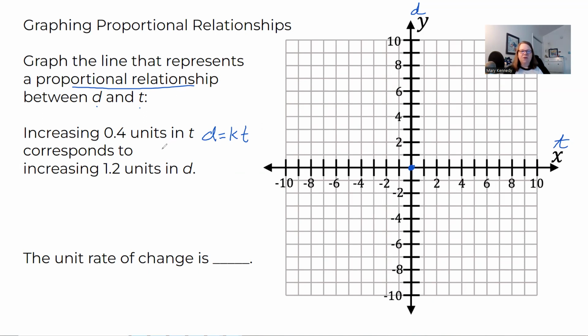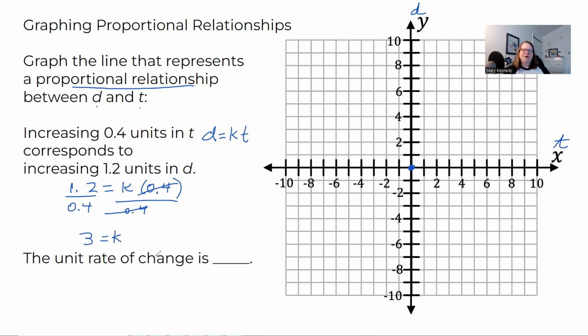So now let's see if we can figure out the rate of change using this information. If D equals KT, then let's substitute 1.2 for D. And K is what we're figuring out. That's our rate of change. And our T is 0.4, so times 0.4. So we're going to divide both sides by 0.4. And when we do, this is really 12 divided by 4, and so this is 3.